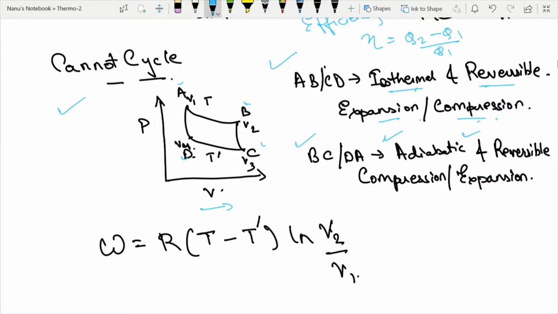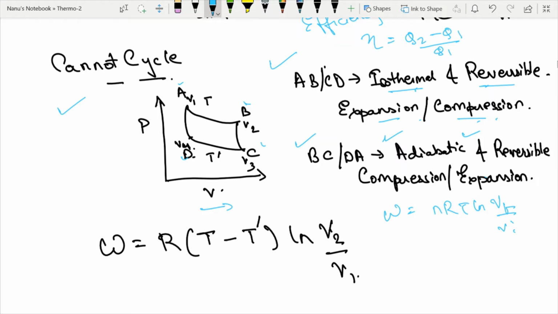So if you remember, guys, the work done for these different processes is different. I have explained all this in the previous thermodynamics part 1 video. For isothermal and reversible, we have something like nRT ln of the final volume VF by the initial volume. This is the work done.